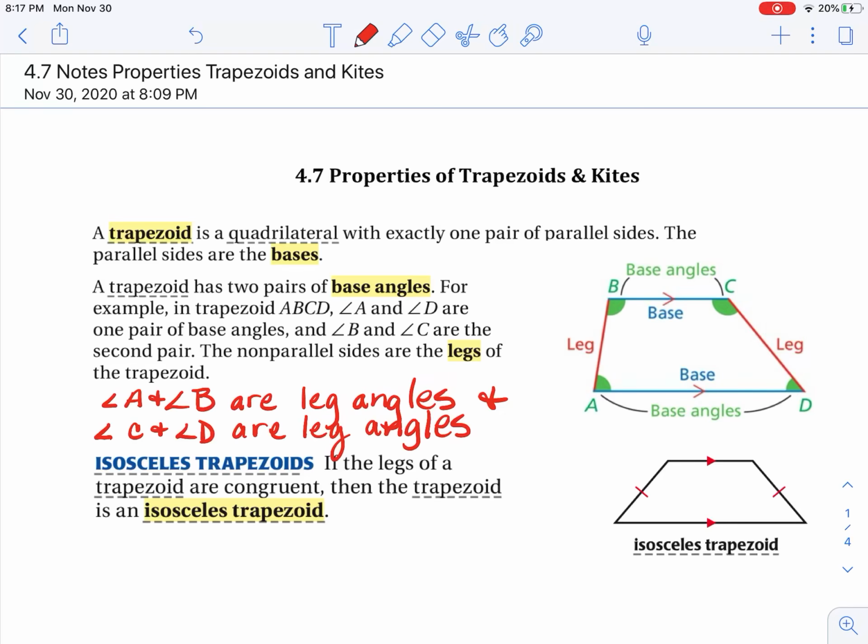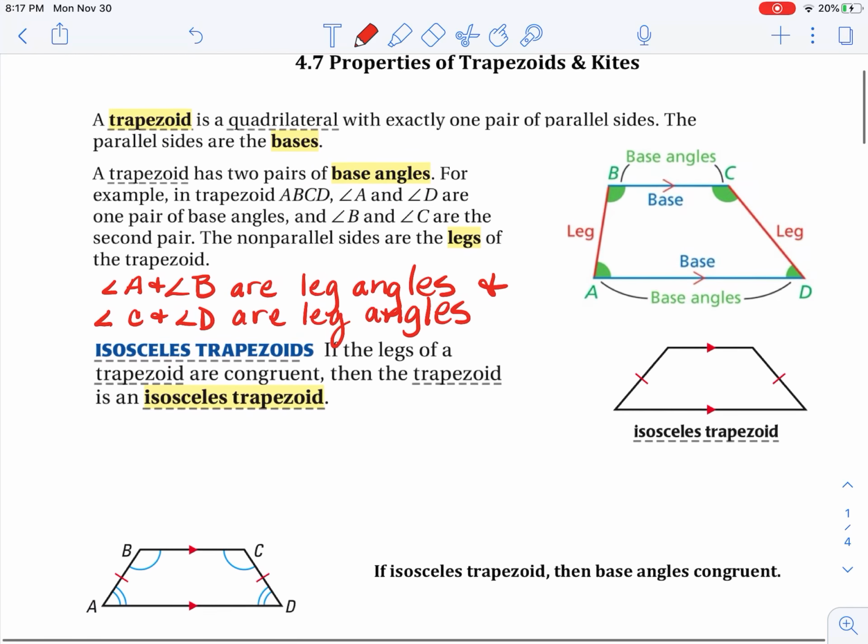Now, we could have an isosceles trapezoid. If the legs are congruent, then we have an isosceles trapezoid. So you can see in this bottom picture where we say isosceles trapezoid, we have those red tick marks on our sides. Those red tick marks are trying to tell you that the legs are congruent. Remember, the legs are the non-parallel sides. So those are the ones that are congruent in an isosceles trapezoid. So that's just some vocabulary related to trapezoids.